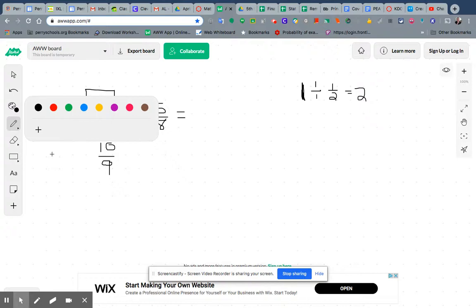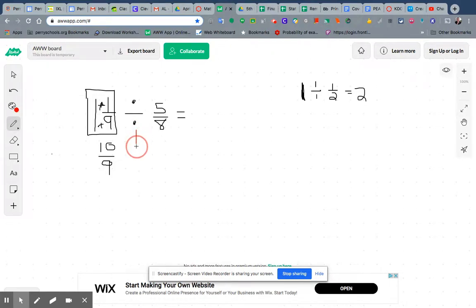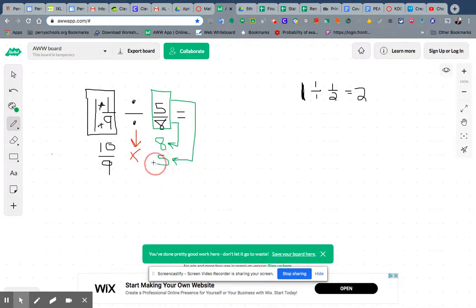Next, I'm going to check my second fraction. This is already in fraction form, so I don't need to do anything with it. So I can move on to step 2. Step 2 is to change the division into multiplication. And then step 3 is to box the second fraction and use its reciprocal, where I take the denominator and make it the numerator, 8. And I take the numerator, I come down here and make it the denominator.